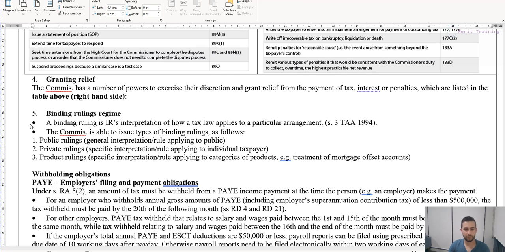And then finally is product rulings. So instead of applying to a general issue to the public, it's a ruling which is applying to a very specific financial instrument or product. For example, I gave the example of mortgage offset accounts. Now this would be an interpretation specifically of a mortgage offset account, whereas the public ruling might be an interpretation on one of the acts maybe, or a treatment of a certain tax issue, whereas this would be a product. Mortgage offset would be the product in this case.